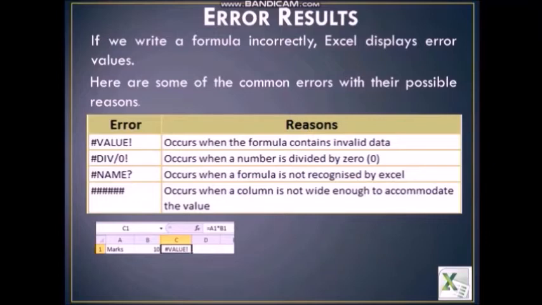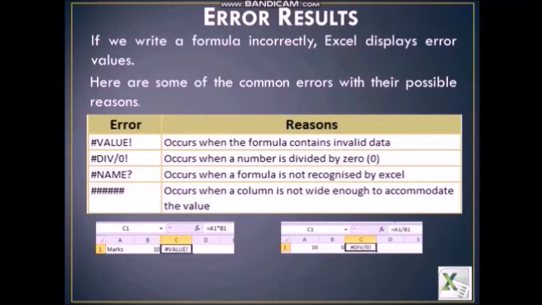Second one, #DIV/0!. It occurs when a formula is divided by 0. You can't divide a number by 0; it is mathematically incorrect. Let us see the example at the bottom. In cell A1 we have the value 10, in B1 we have the value 0, and in cell C1 we have given the formula =A1/B1. So that is division by 0, and the error given is #DIV/0!.